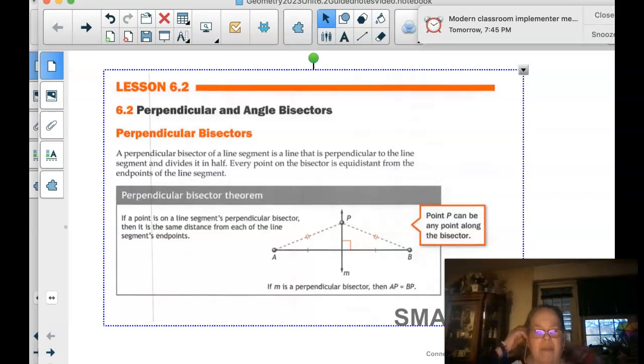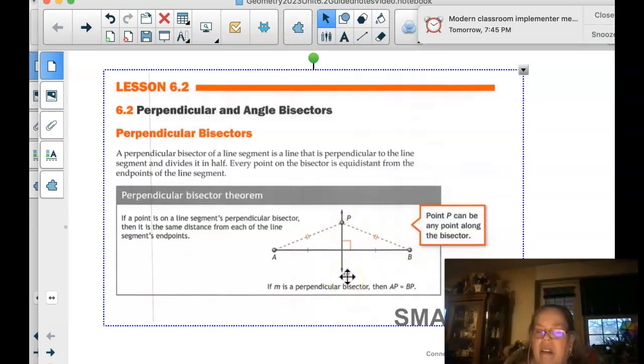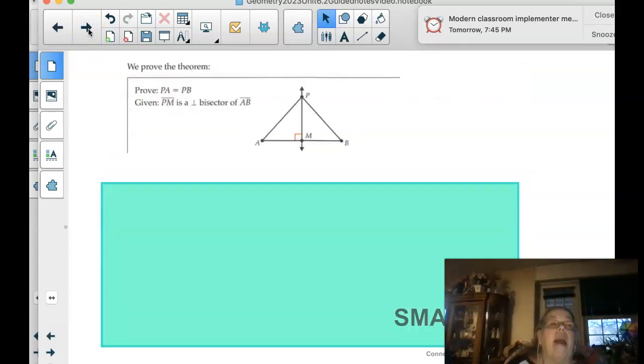Now this I've mentioned before, but we're going to focus on it a lot for this section. Any point on this perpendicular bisector is equally distant from points A and B. So any point I could draw on Percy the perpendicular bisector is equally distant from A and B. Keep that in mind. We want to prove that PA is congruent to PB, or they're equal, same difference.